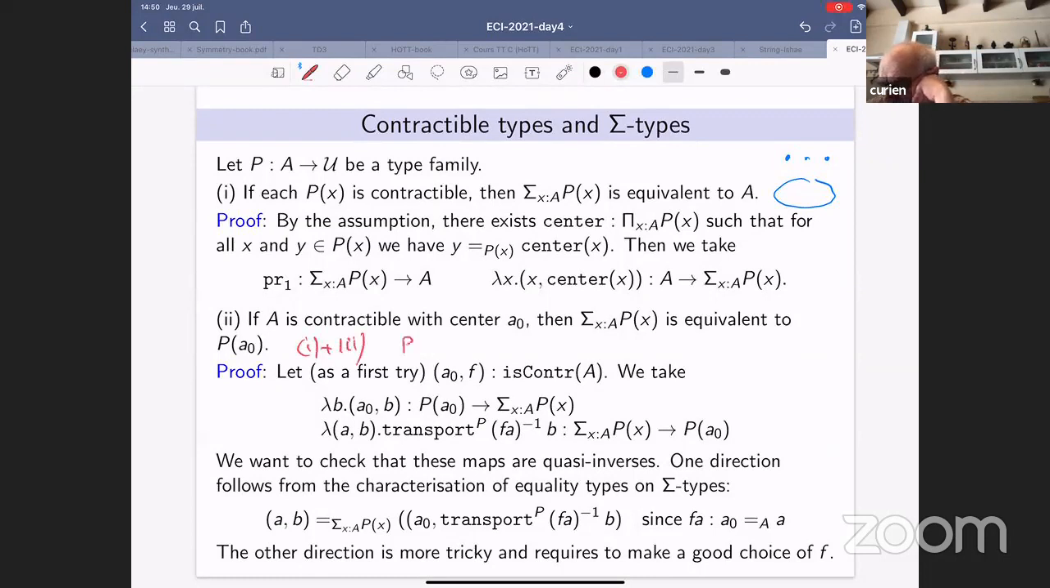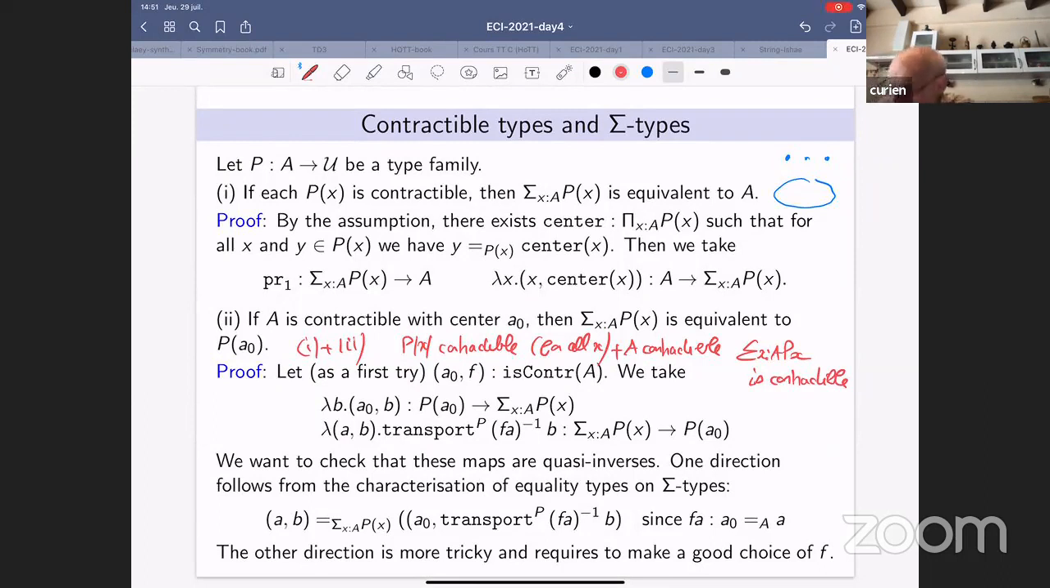So if I know that P x is contractible for all x, and if moreover I know that A is contractible, then I can put the two observations together, and I get that sigma x : A, P x is contractible. And the proof is actually, I don't even need the 2 in order to prove it. I just need the 1.